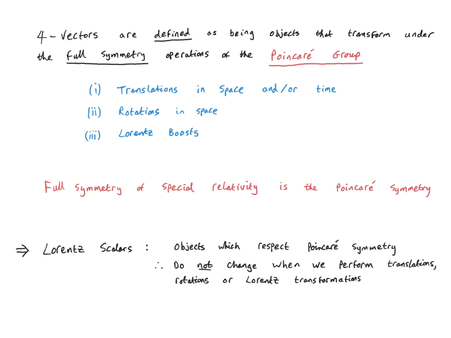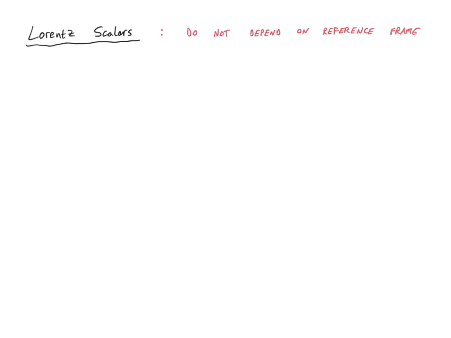Lorentz scalars are objects which respect this Poincare symmetry. That means that they do not change when we perform translations or rotations, or we perform the Lorentz transformations. This, in turn, means that Lorentz scalars are the same in all reference frames. We refer to them as Lorentz invariants or relativistic invariants. So let's look in a bit more detail at these Lorentz scalars. These are objects which do not depend on the reference frame.